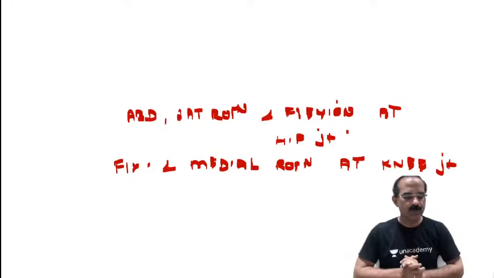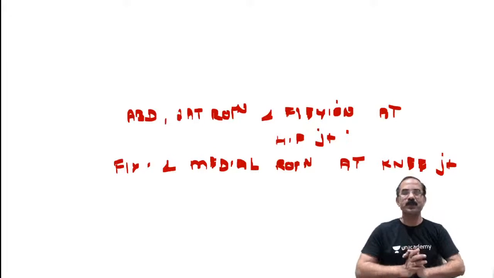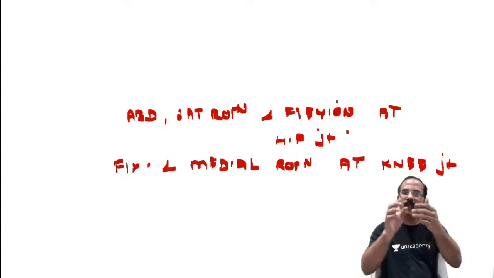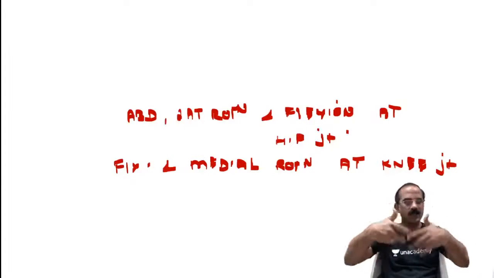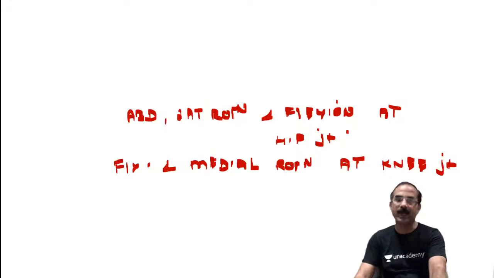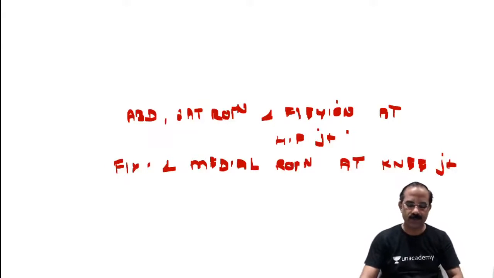So clear to you, all of you students, what is the action of Sartorius on the hip joint? Abduction, lateral rotation and flexion at the hip. And what is it on the knee joint? Flexion and medial rotation at the knee joint. Okay, so that's the action of Sartorius.